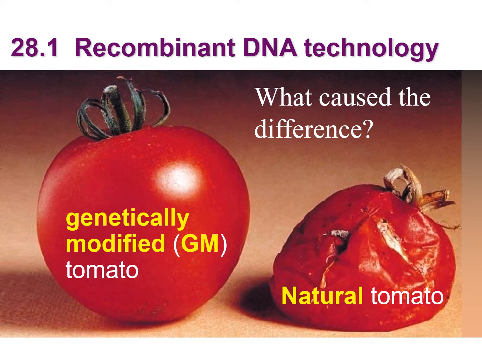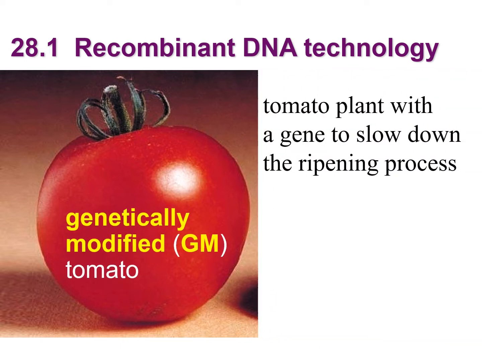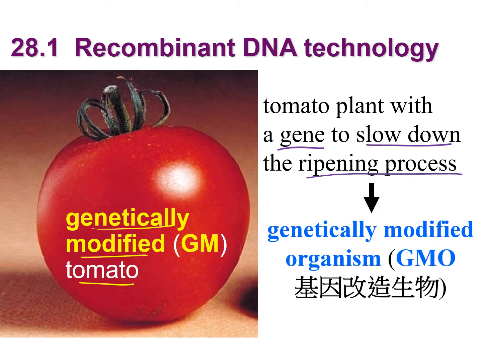Besides producing human insulin using bacteria, recombinant DNA technology can be used in fruits or vegetables as well. On the left, you have a genetically modified tomato, and on the right, you have a natural tomato. They have both been put on a table for more than a week, while the left GM tomato is still fresh and juicy, but the right natural tomato looks old and ripened. Because in the genetically modified tomato, we have put in a gene to slow down the ripening process. After modification, we call this organism a genetically modified organism.